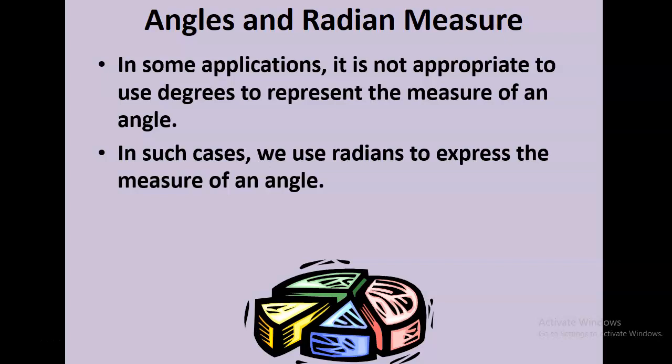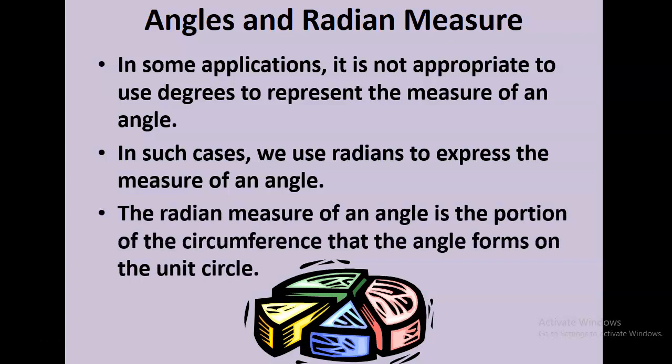We want to look at a way of measuring using radians, which is another mode you can use on your calculator, and we'll talk about that later on. But first off, what is a radian? A radian is based on the portion of the circumference of the circle or a circular rotation that the angle is forming on our unit circle.